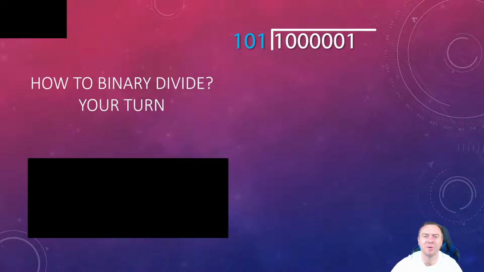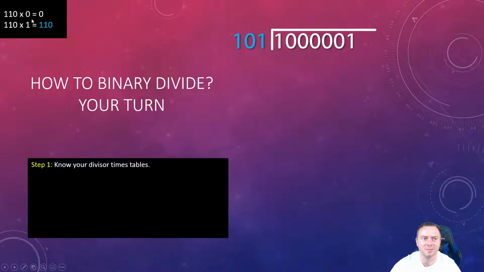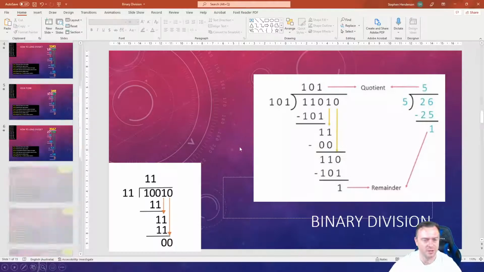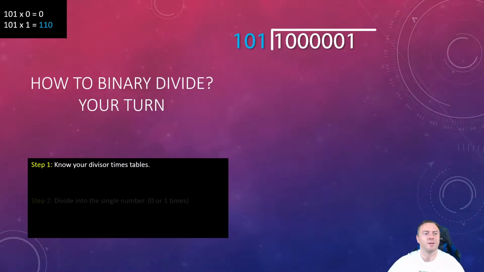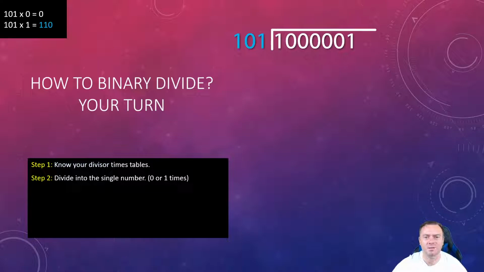Okay, welcome back. So we've got 101 into this number. So it can't go into 1, it can't go into 10, can't go into 100, but it can go into 1,000. So we're up to the 4th column across. So the first step is we write our divisor times tables, which again should be super easy. Sorry, that should say 101. I'll change that later. Actually, we'll change it now. There we go. Awesome. So 101, how many lots of those go into it? So it goes 1 lot of it.